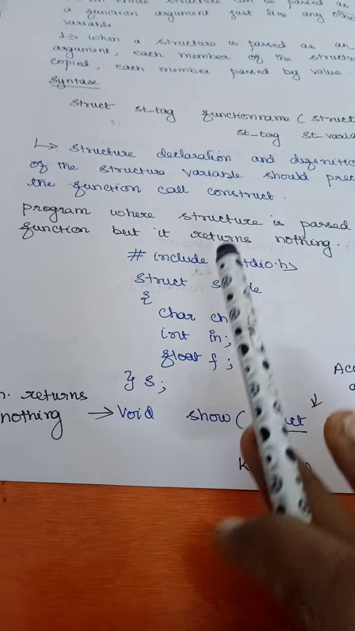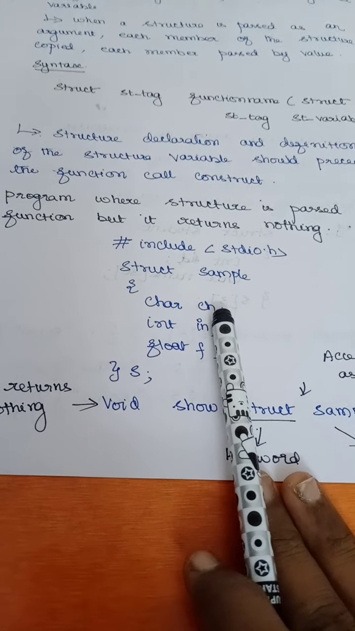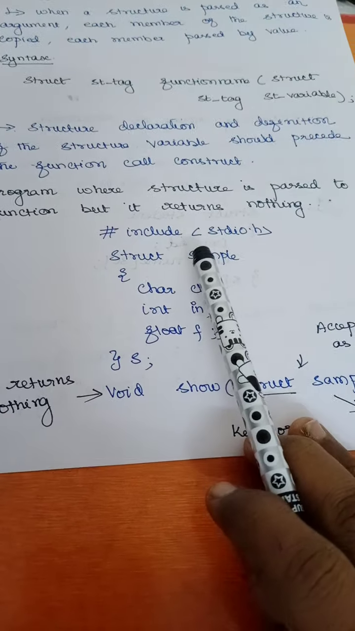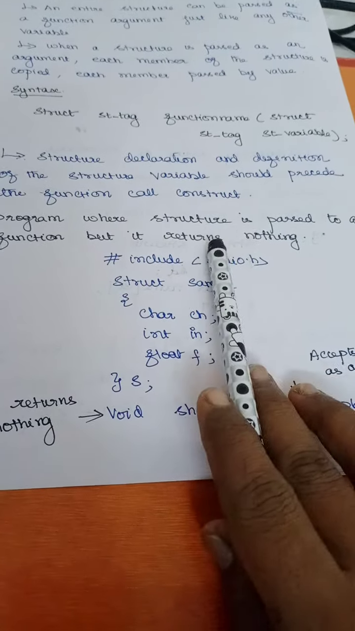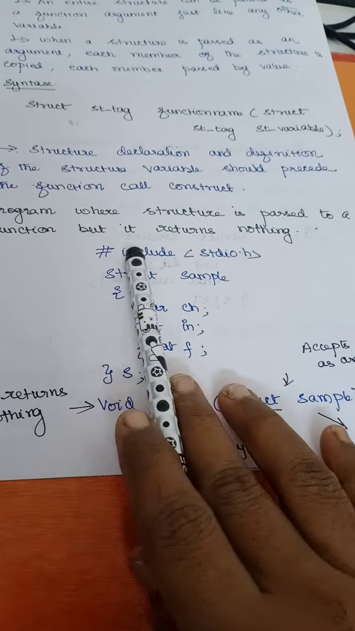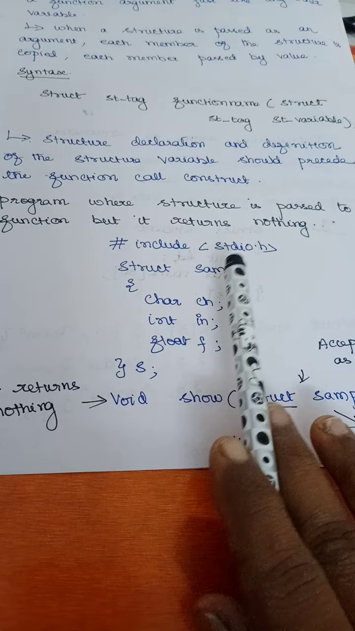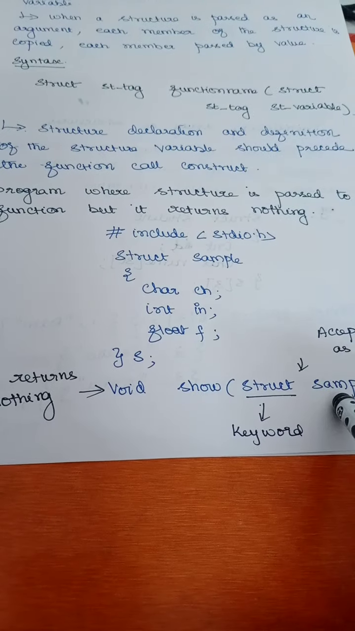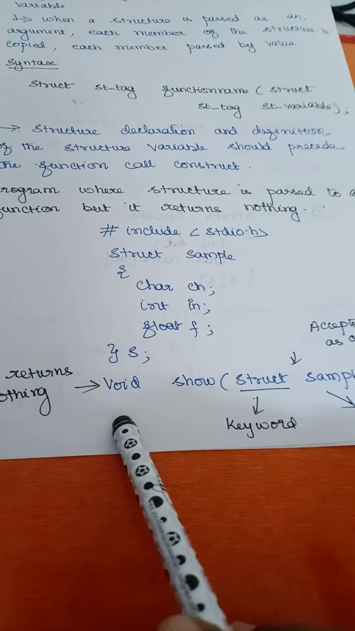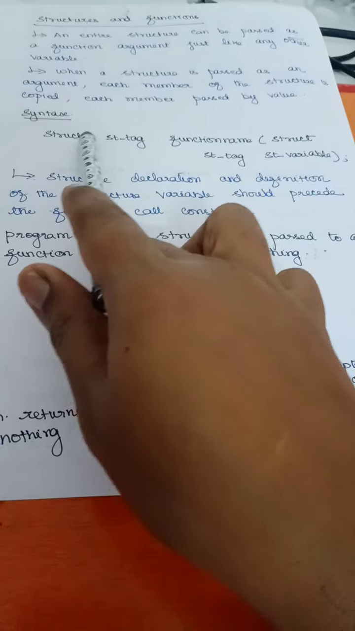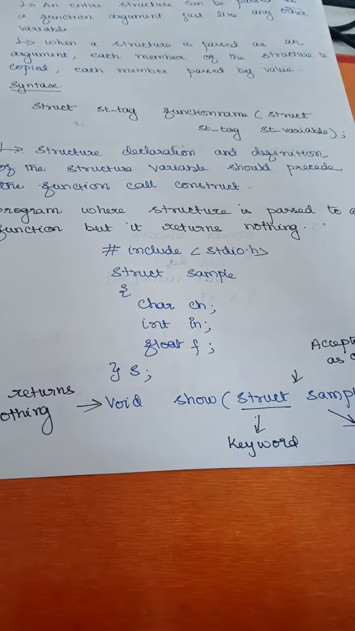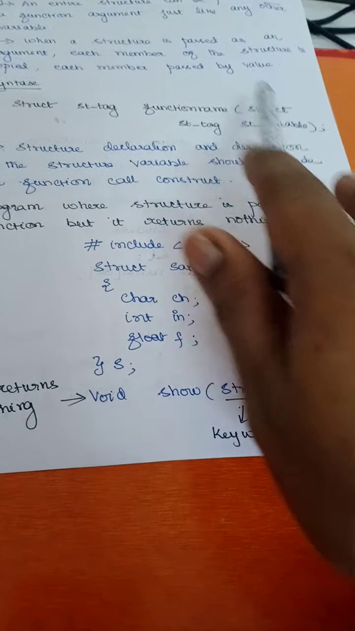So we'll see one small program where I am going to use a function, where the structure is passed to the function but it returns nothing. I am passing the structure to the function, but it is not going to return anything. This is the syntax. It's not necessary that if it accepts a structure variable, it should always return a structure variable.